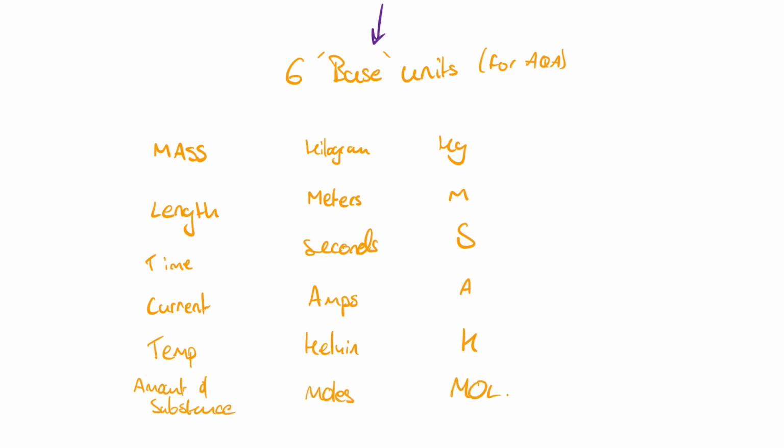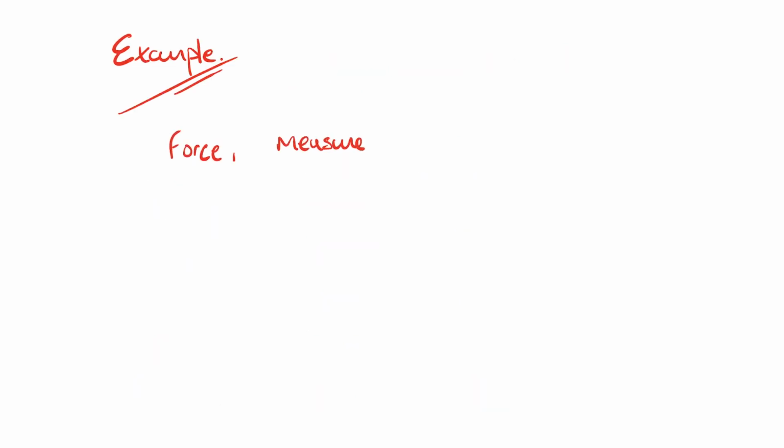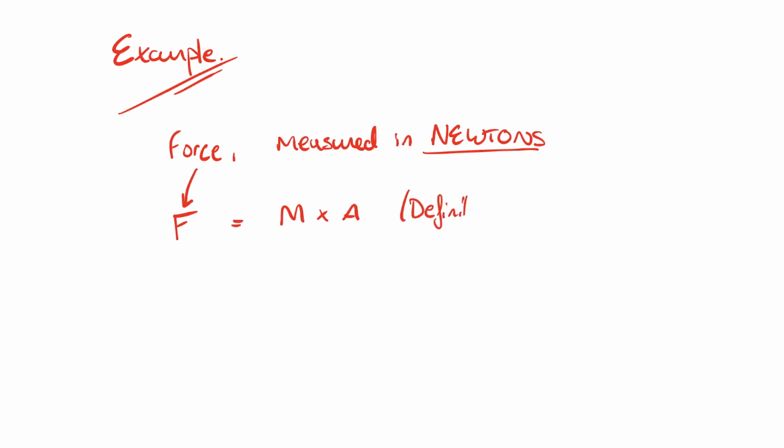It might sound mad that every single unit in the world comes from those 6, but it's true. An example is the best way to explain this. If you take the unit of force, the Newton, named after the main man himself, Isaac Newton, and look at his famous equation, F equals ma, which is the definition of force, you'll see exactly how it works.